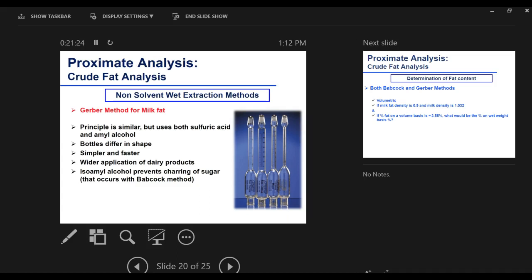You also use H2SO4. The main difference is that with the sulfuric acid you use amyl alcohol, and this prevents the charring of sugars. So you can use it with products that have added sugars in them, like milk chocolate, for example. Same principle. Not going to spend more time on that.